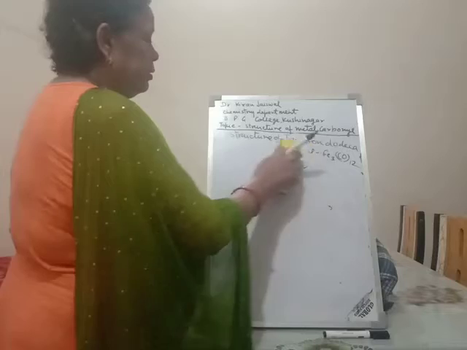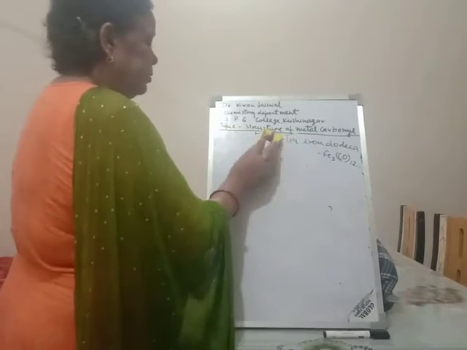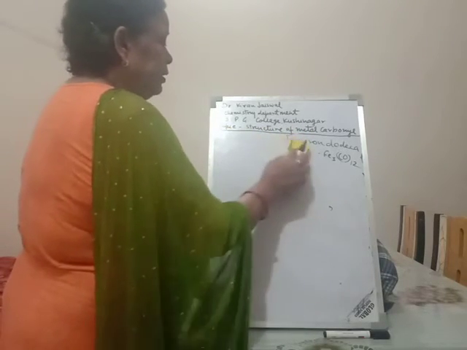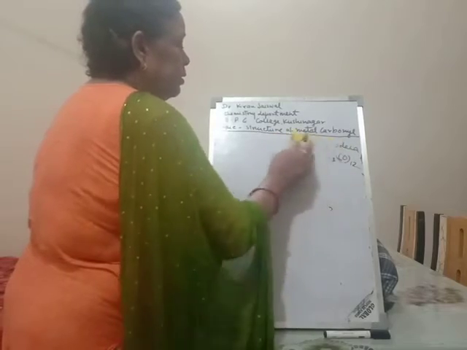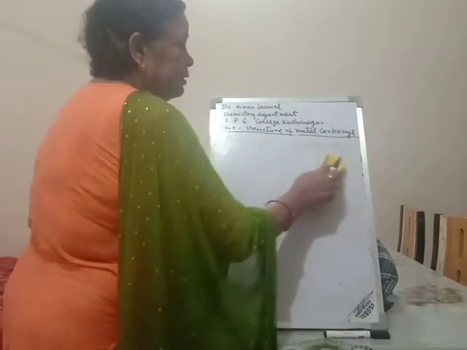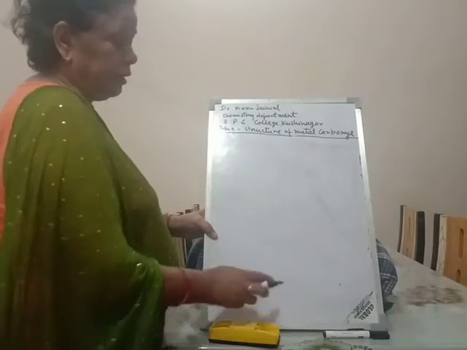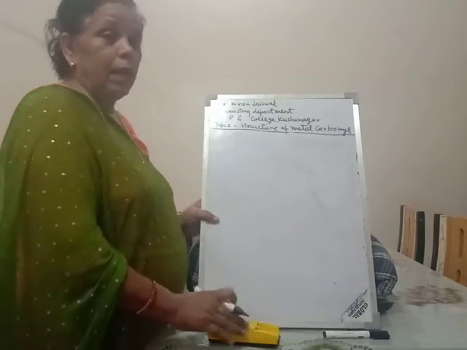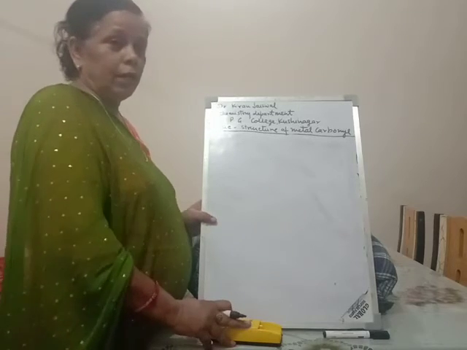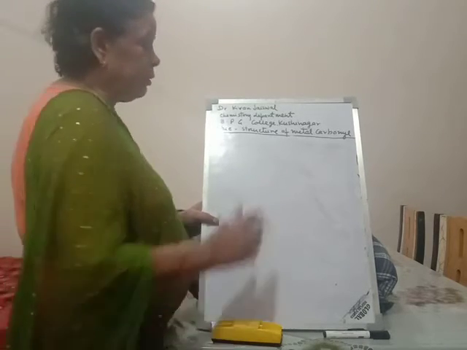Now we will see the structure of iron pentacarbonyl, diiron nonacarbonyl, and tri-iron dodecacarbonyl.